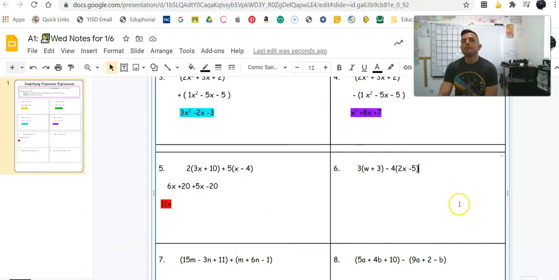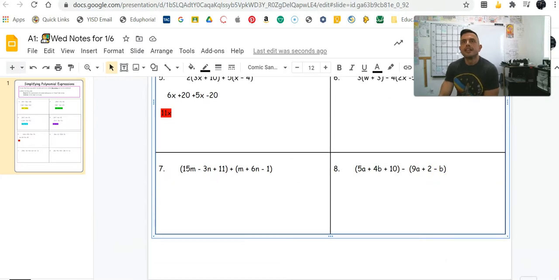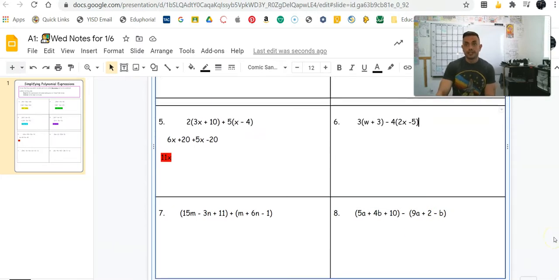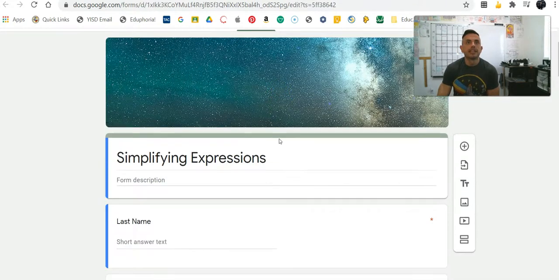Actually, I'm going to leave number 6, 7, and 8 for you to do. So go ahead and get those done either on paper. Actually, don't do them digitally like I did. There's absolutely no reason why you can't. So get me 6, 7, and 8 done as part of your notes completion grade. When you're done, attached with this assignment is the Google form for simplifying expressions.